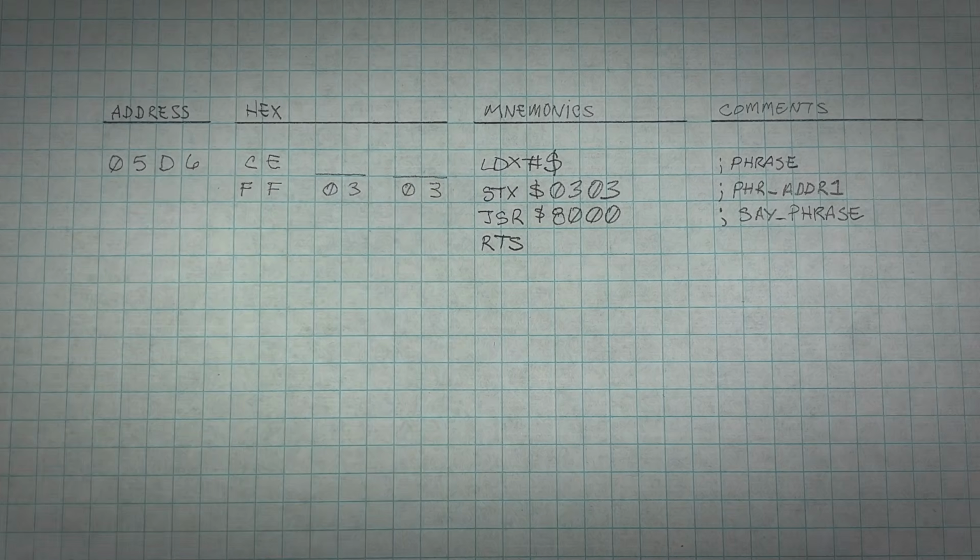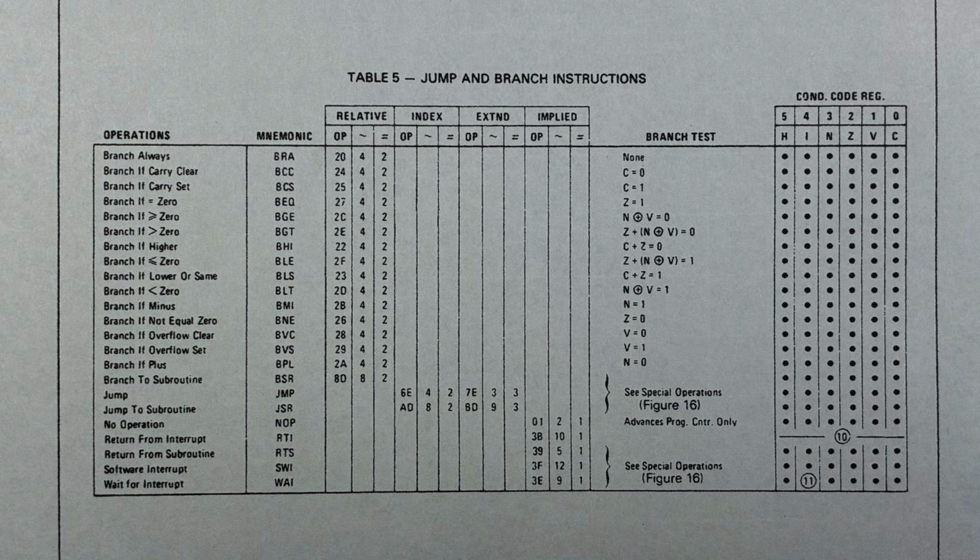Well, that was practically painless. Let's see how the next mnemonic treats us. With the phrase address location loaded into phrase address 1, it's now time to call the save phrase routine in ROM. The JSR command stands for Jump to Subroutine and transfers control temporarily from our program to the save phrase routine at location 8000. Back in the datasheet, we've now moved to Table 5, the jump and branch instructions.